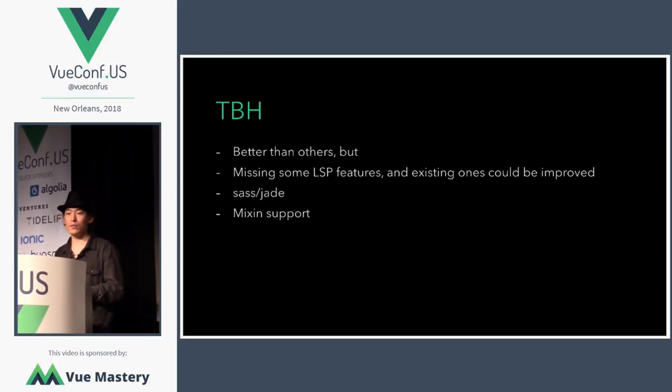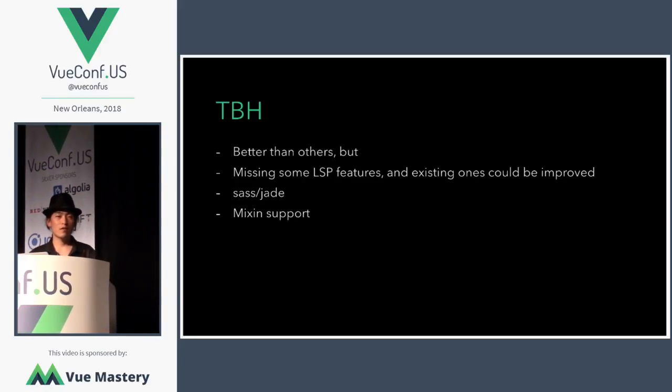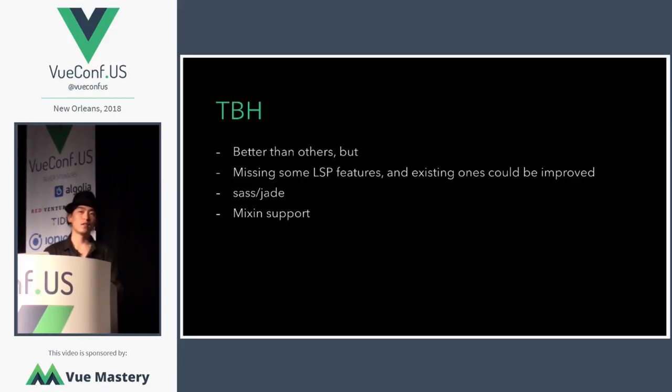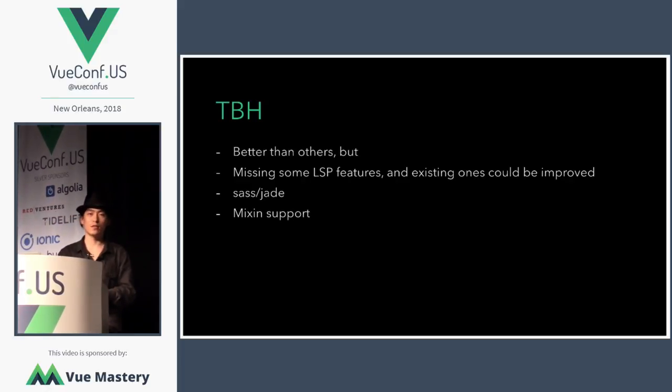We're thinking about improving them. We're missing some language server protocol features. For example, currently, if you try to use F2 to rename a variable, we don't support that. And we are keeping improving it. We are trying to add more SASS and Jade or Pug support, because those are popular languages. And the mixing support is not there yet.